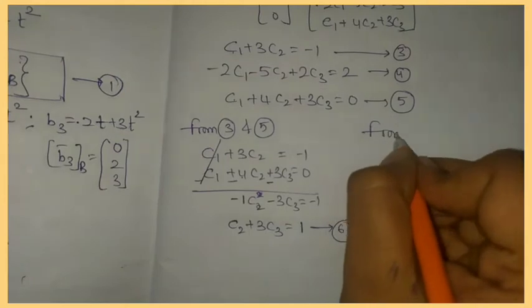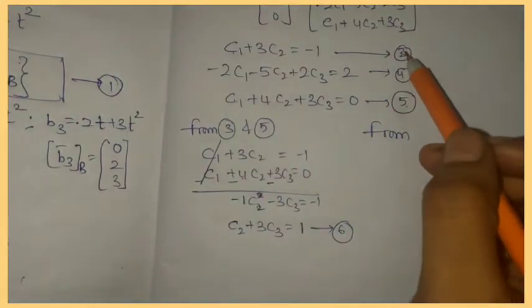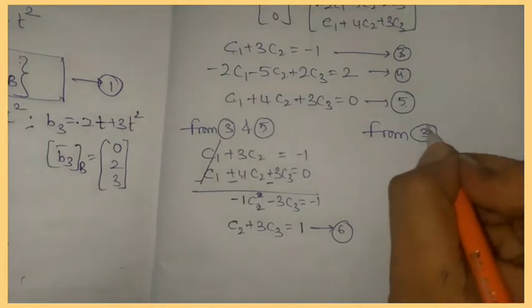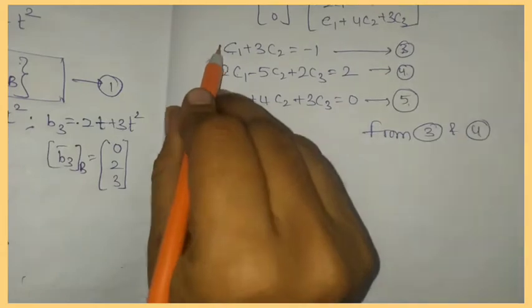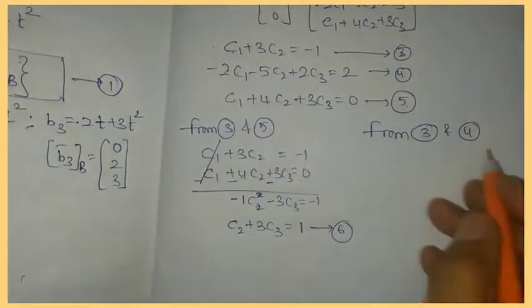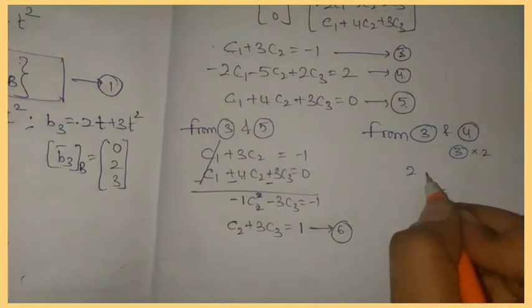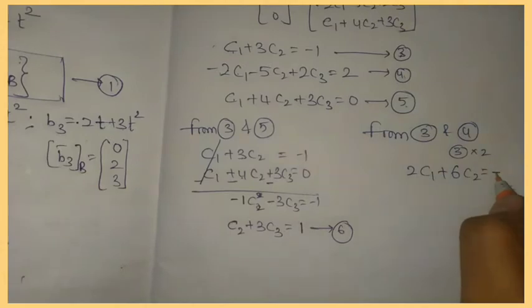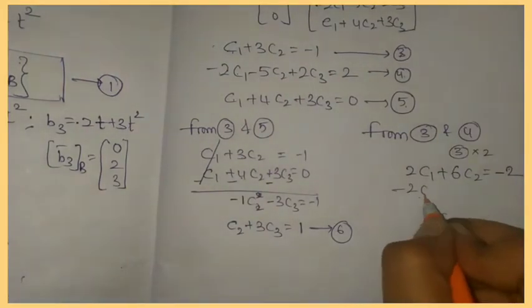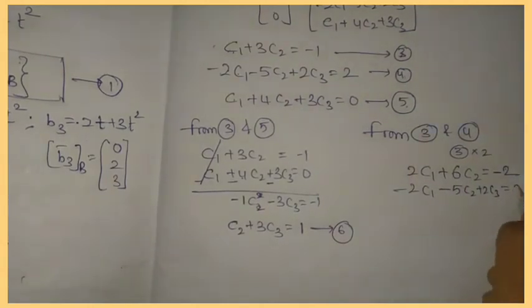Now here, from 3 and 5 we took, now we'll take 3 and 4. To cancel these C1, we have to multiply these with 2. Okay, multiply equation number 3 with 2, then we'll get 2 C1 plus 6 C2 equal to minus 2. Here minus 2c1 minus 5c2 plus 2c3 is equal to 2.